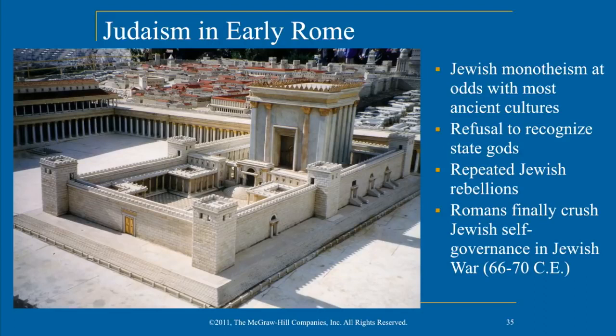Now, if you're Jewish, you're not going to like the fact that that giant fortress is overlooking your temple, and you're being dominated. The Romans finally crush the Jewish self-governance in the Jewish War between 66 and 70, and they kill the last rebellious Jews at the giant fortress built by Herod, one of the former governors of the area, and that giant fortress was known as Masada.